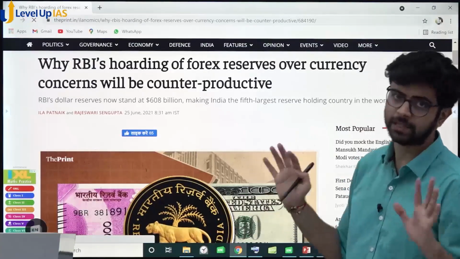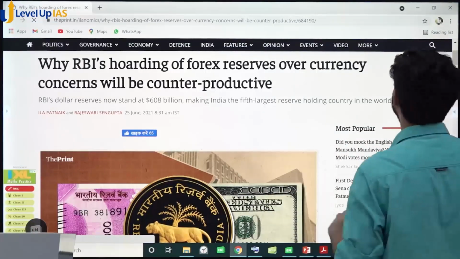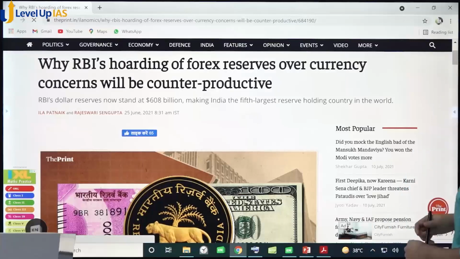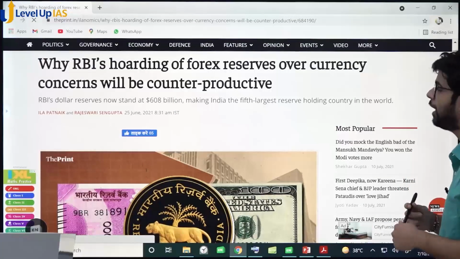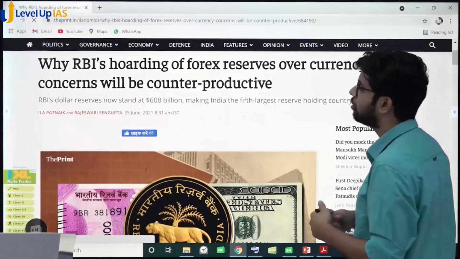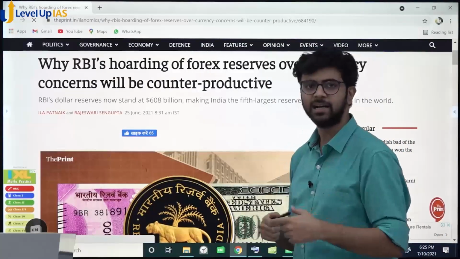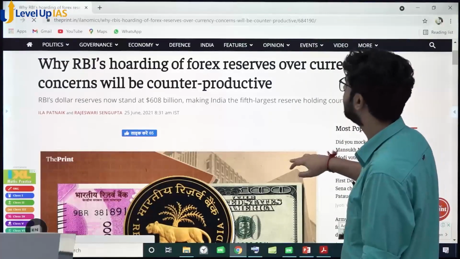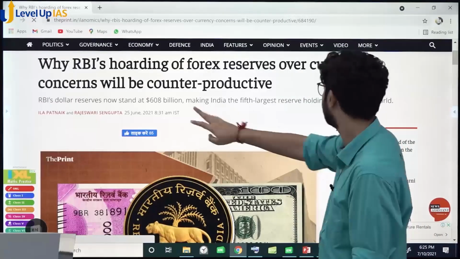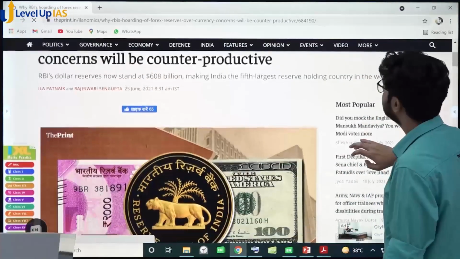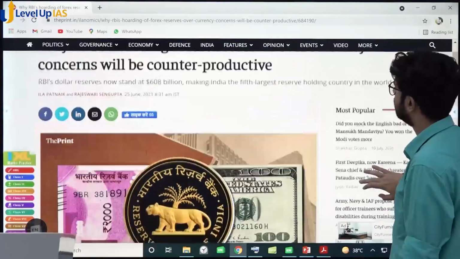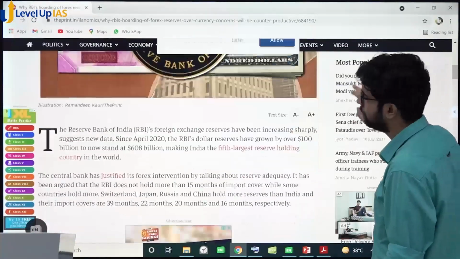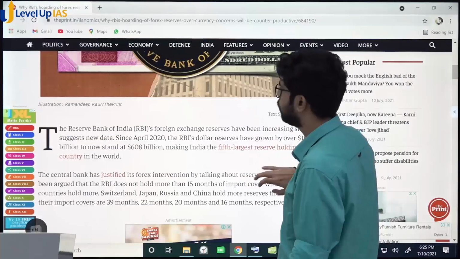We know the concepts. I am sure I have taught you the concepts. I am sure you have understood the concepts. Right? RBI's dollar reserves stand at 608 billion. So I told you it was 610, around 610. RBI's reserve stands at 608 billion, making India the fifth. This was 25th June का article, ना? So पीछे का है. Making the fifth largest reserve holding currency in the world. Fifth largest because I told you it is EU which is coming in between.